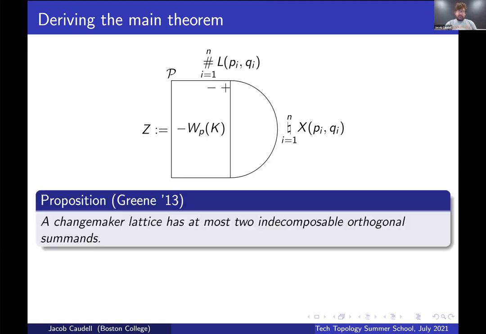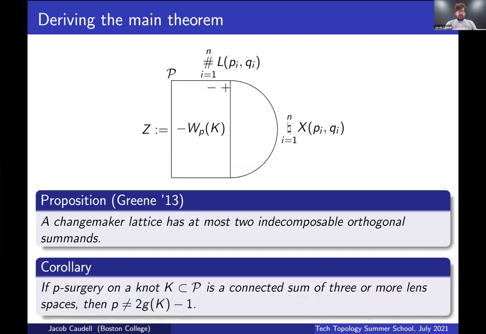Fortunately, we know that change maker lattices have at most two indecomposable orthogonal summands. This boundary connected sum of X(P_i,Q_i)'s has exactly n indecomposable summands. So the corollary is that if P surgery on a knot is a connected sum of three or more lens spaces, then P is not 2G minus 1.